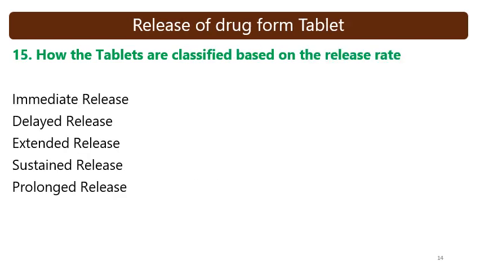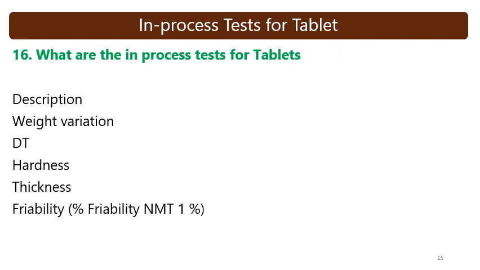Then another question is how the tablets are classified based on the release rate. Based on the release rate, you can classify the tablets as immediate release, delayed release, which is also known as enteric coated or gastro-resistant tablet, and extended release, sustained release, or prolonged release. These terminologies are there for release characteristics of the tablet.